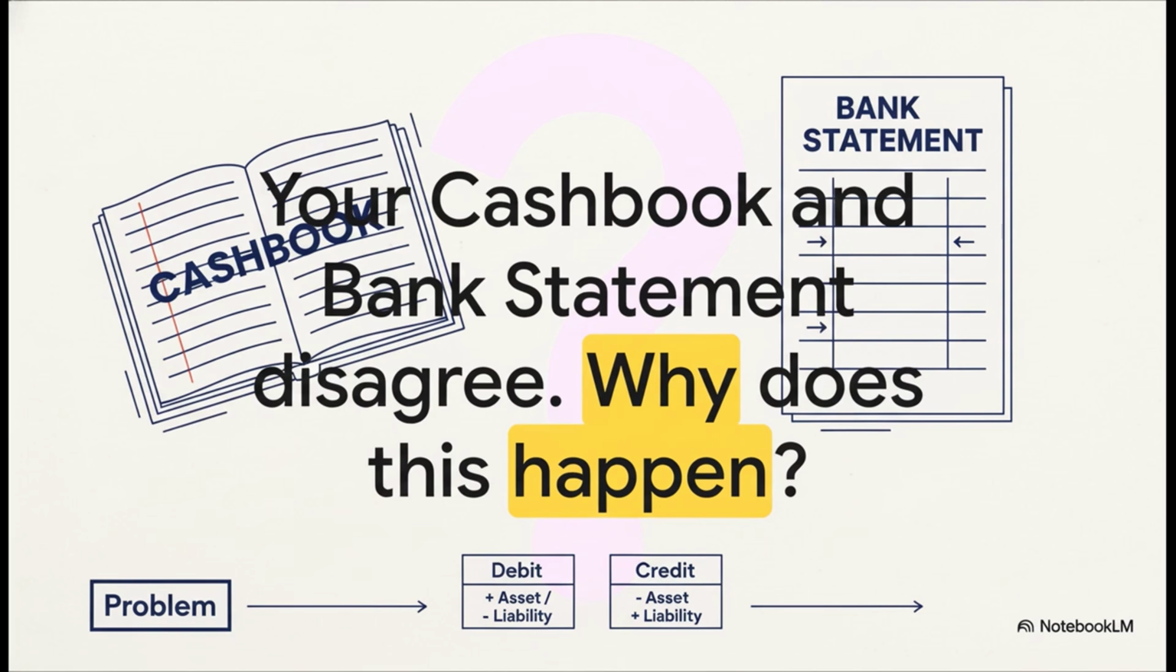Okay, so picture this. It's the end of the month, you look at your cash book, and then you look at the bank statement, and the numbers don't match. It's a super common headache for businesses. So, why does this happen? Well, that's exactly what we're here to figure out.